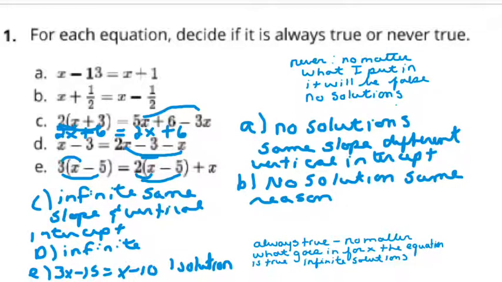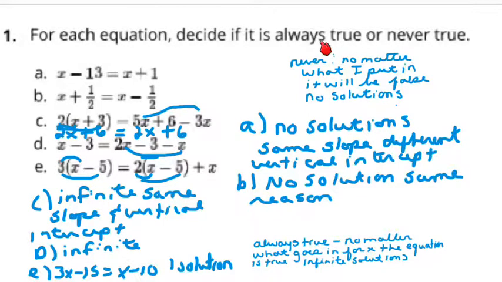Okay, so for number 1, they're asking us to decide if each of these equations is always true or never true. So never true means that no matter what you put in for the x value, when you solve, it's going to be false. Period. Anything I put in here is going to cause these two sides not to be equal, and so that's the same as having no solutions.